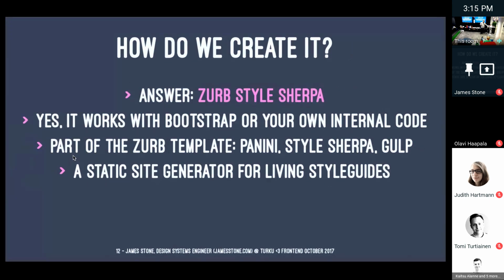So the tool I've been using is called ZURB Style Sherpa, and it can be used with anything. This is a good introductory tool. It's not by any means the most advanced, but it's a quick way to create a coded style guide for any project. It's going to work with Bootstrap, your own internal code, probably just about anything. It's a static site generator bundled with it called Panini. It basically takes a markdown file with the GitHub code fences, and it says HTML_example. You just add that, and then it does its magic, and it's ready to go.